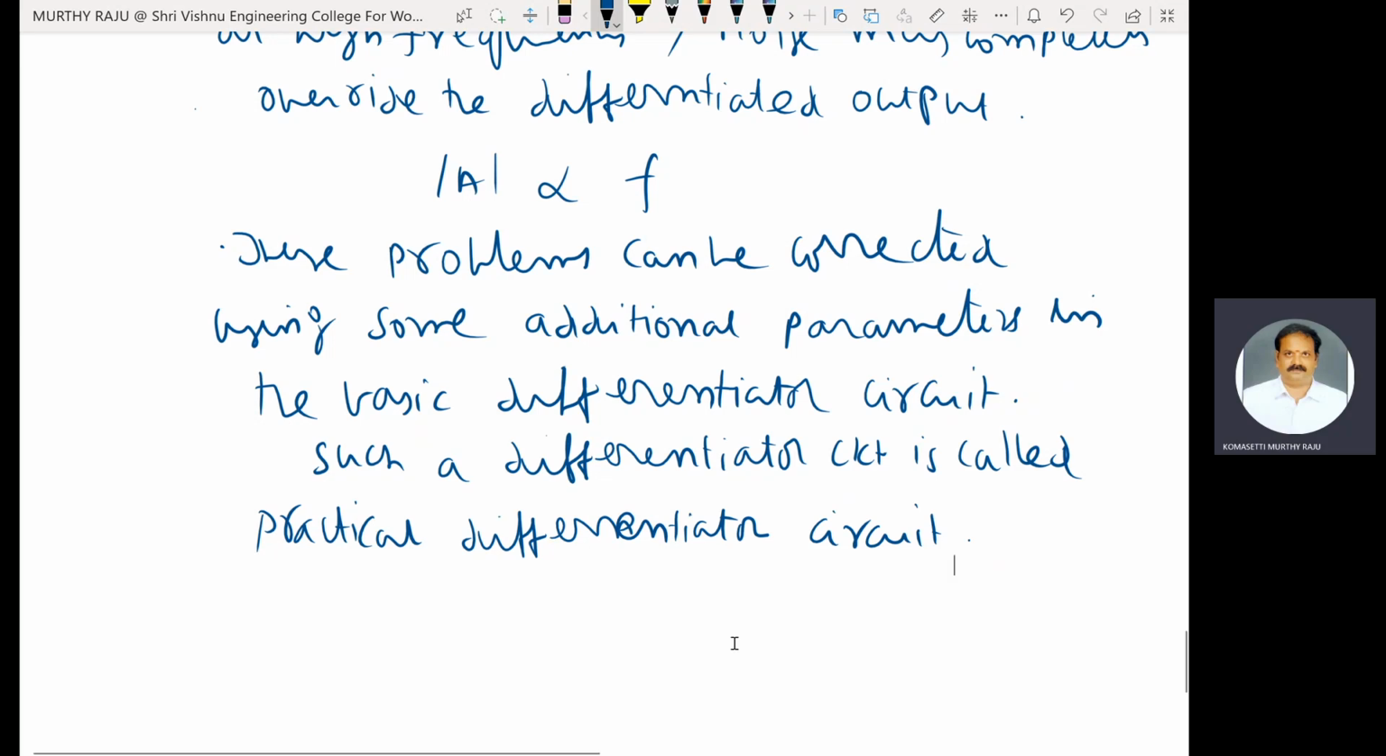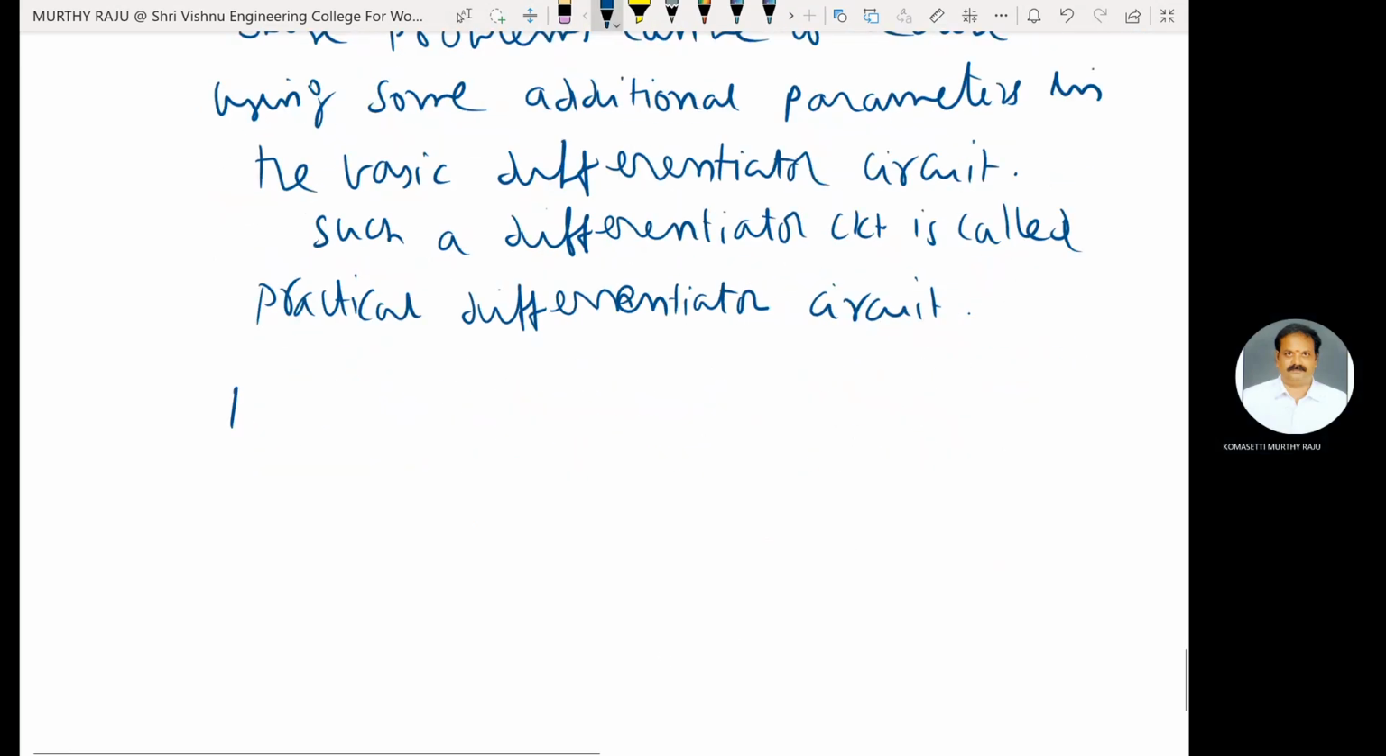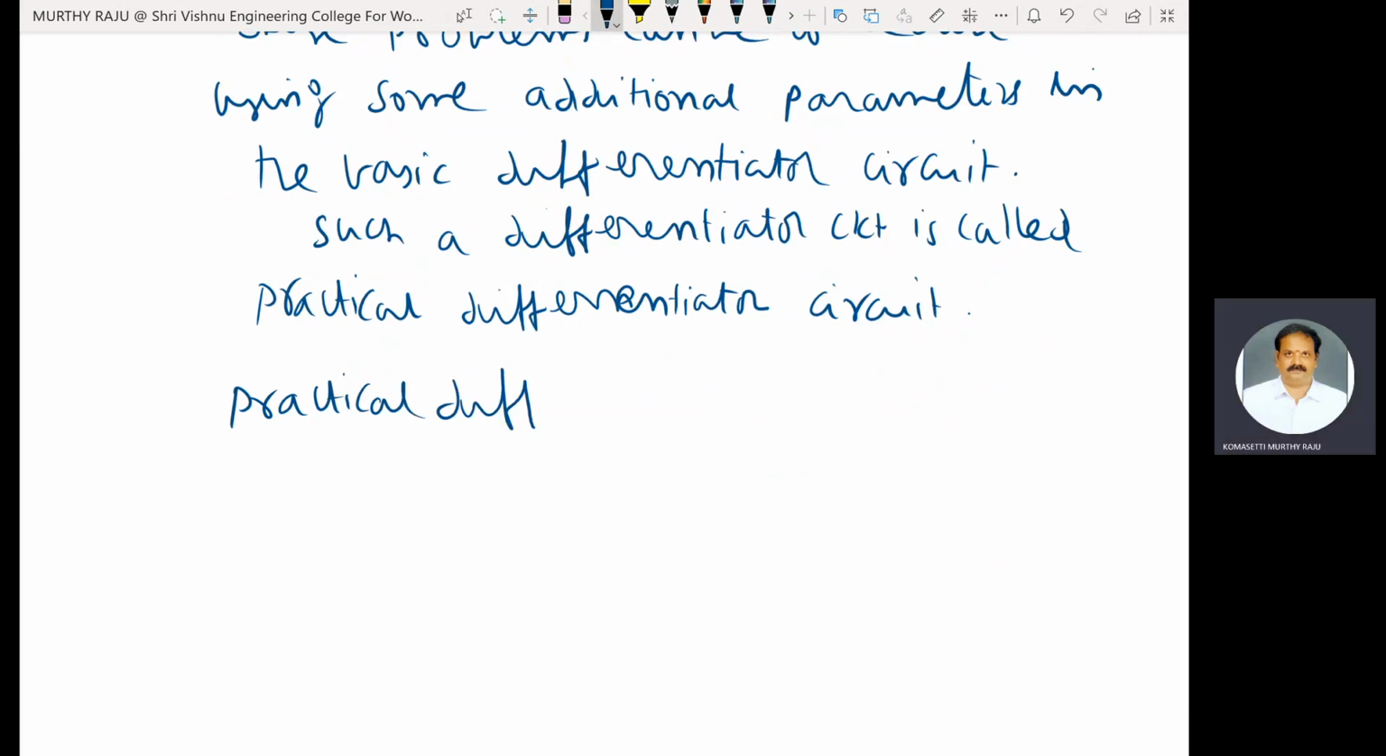Next heading, practical differentiator circuit.